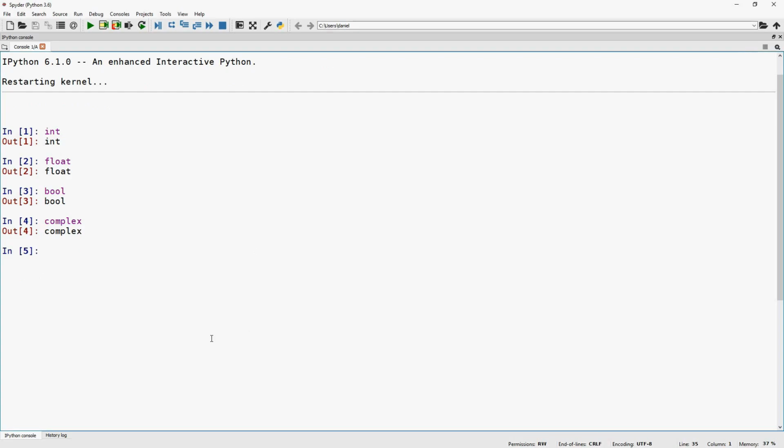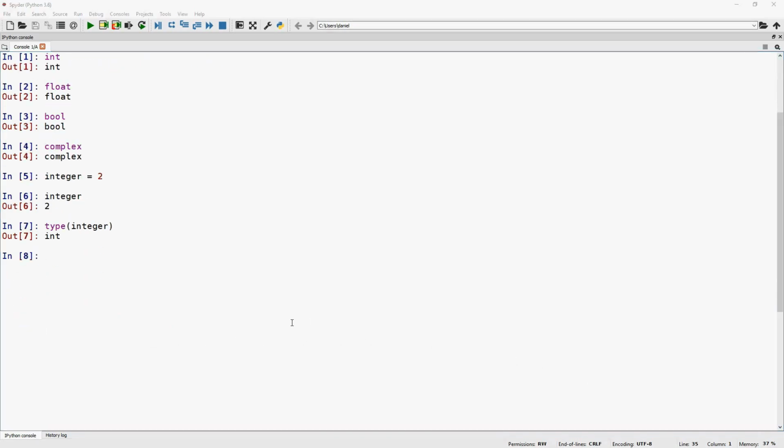Integers represent whole numbers, and Python will understand that we want to create an integer when we assign a name to a whole number such as 2. Integers are among the more boring types, so let's get straight to floating point numbers.